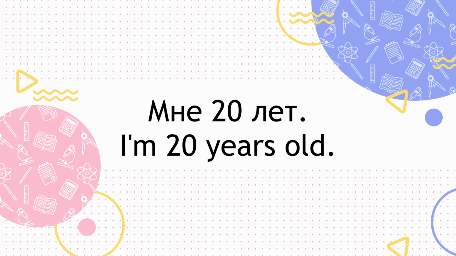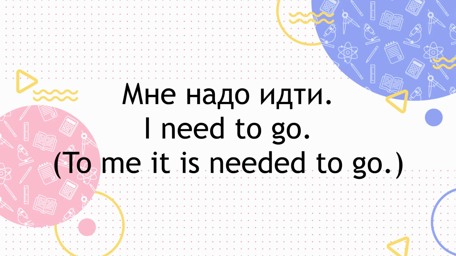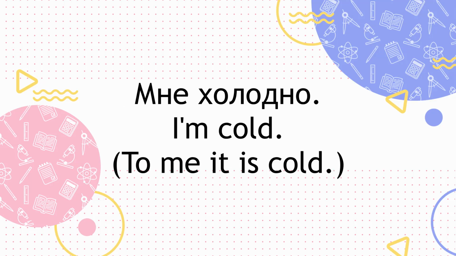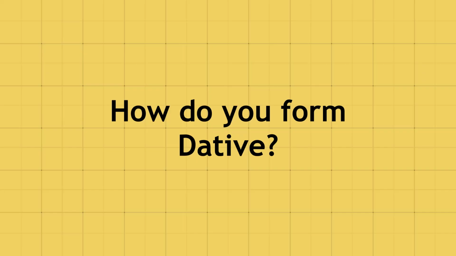We use dative with age. Мне 20 лет. Literally it's, to me, it's 20 years. This state applies to me. That's why it's dative. And some more examples with the dative case. Мне нужно работать. I need to work. Мне надо идти. I need to go. Мне холодно. I'm cold. The state or necessity happens to me. That's why it is dative.